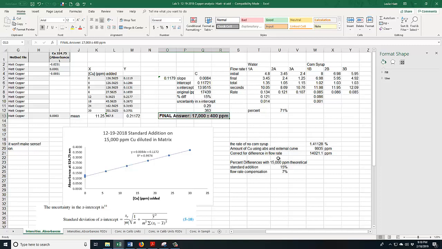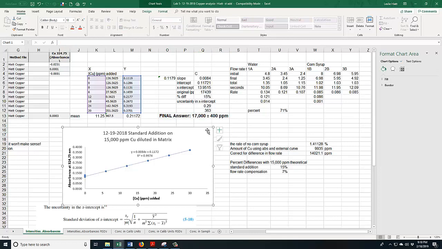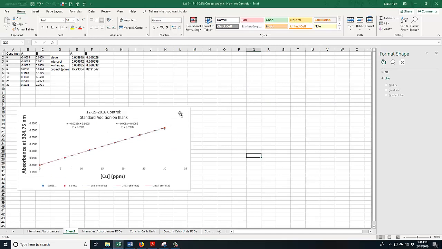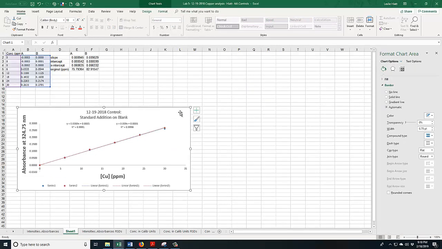You'll also see other things which I'll talk to you about slowly. But to begin with, I first wanted to show you a control I ran to show you that I'm not just making this up and that this does actually work. So here's an example where I did the same thing, standard addition, but I did it on a blank. So just a sample of water that's assumed to have no copper in it.